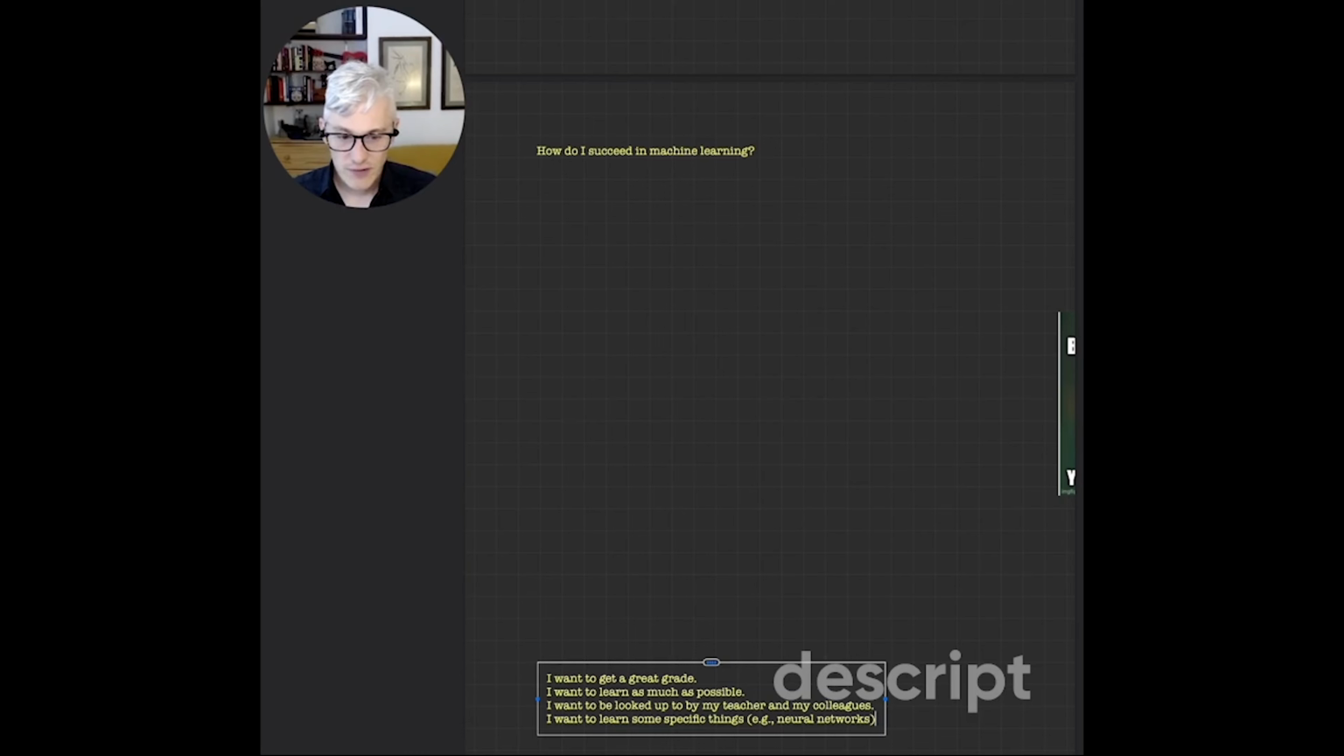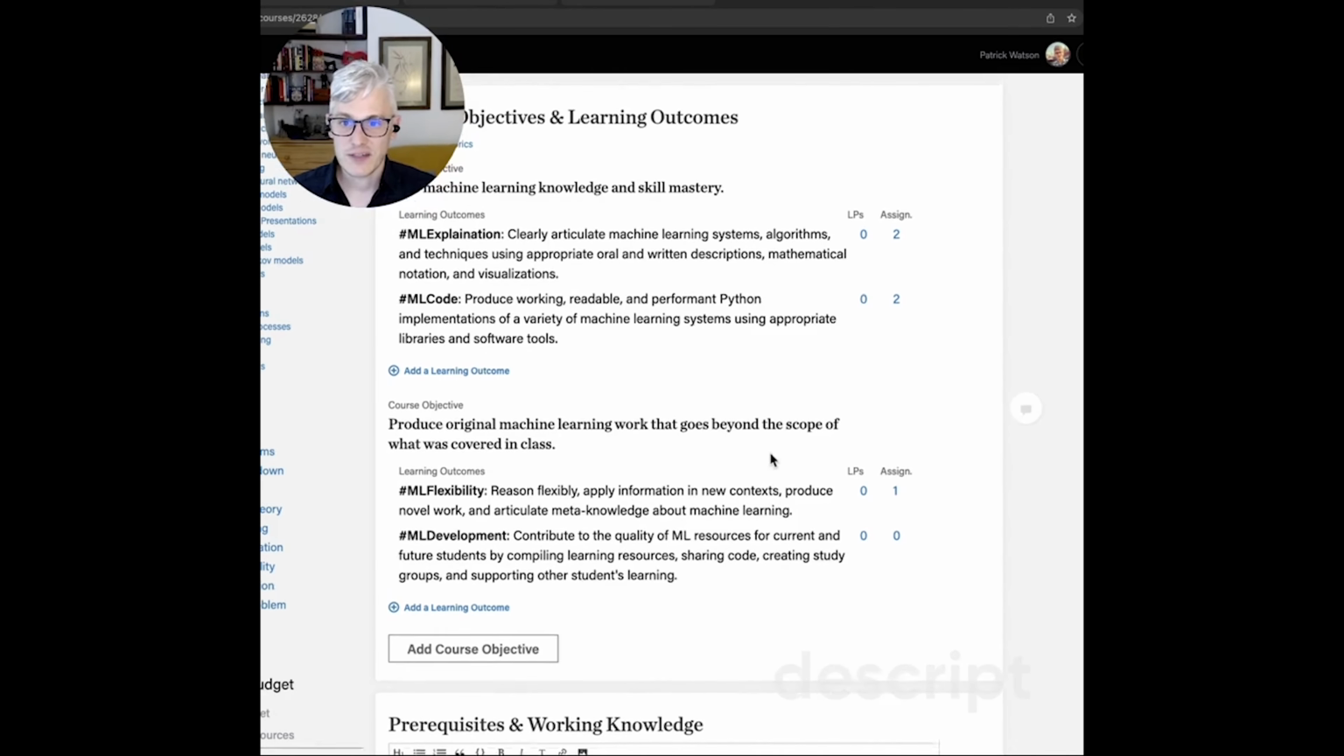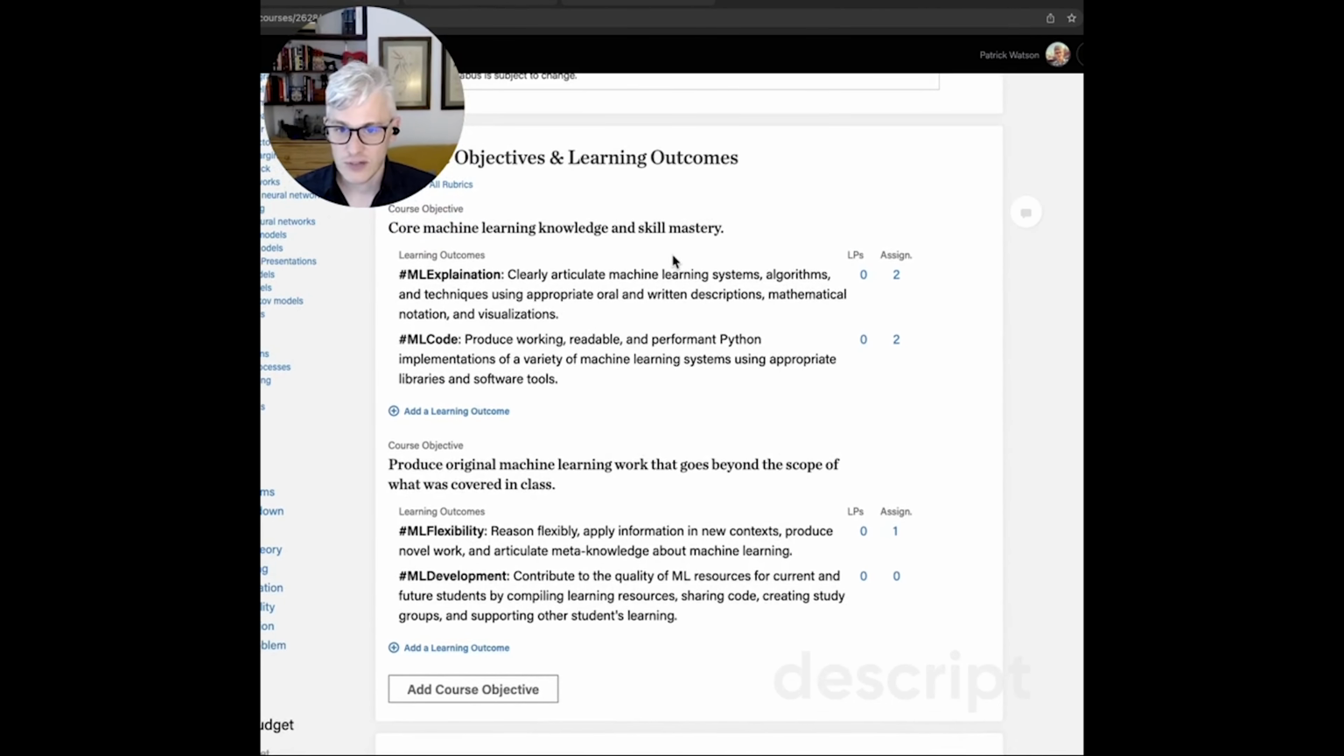Right. So I'm going to jump over here to the syllabus really quick. This is our class syllabus. Here are our course objectives and learning outcomes that we are particularly interested in. This is divided roughly into two halves. The first half is the half that we talked about in the first video about machine learning knowledge and skill mastery. The knowledge being predominantly captured by this first learning objective, what I call ML explanation.